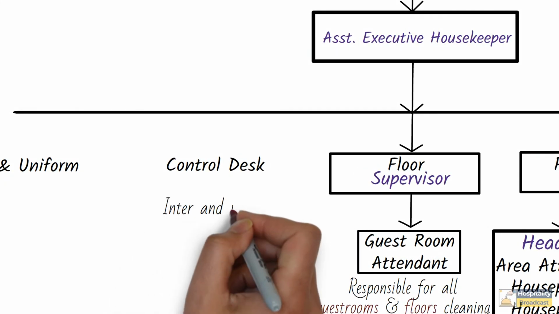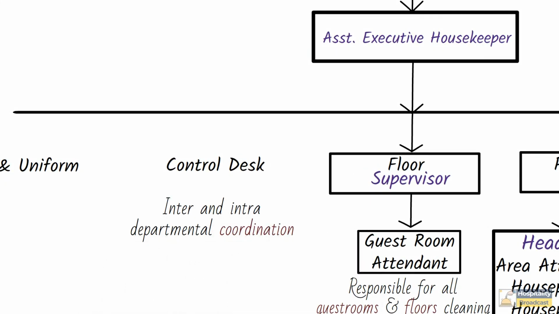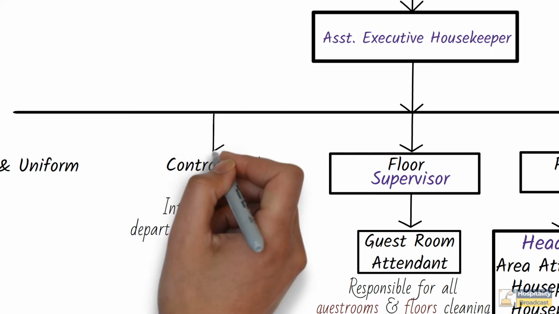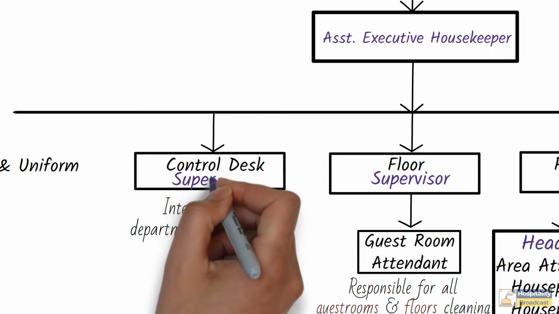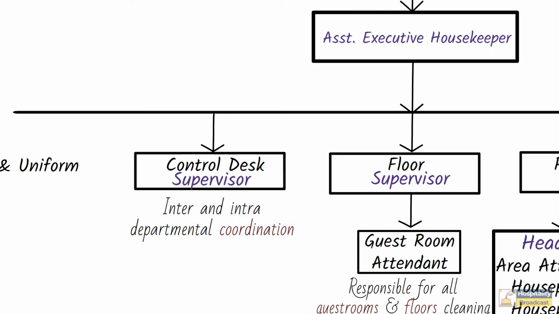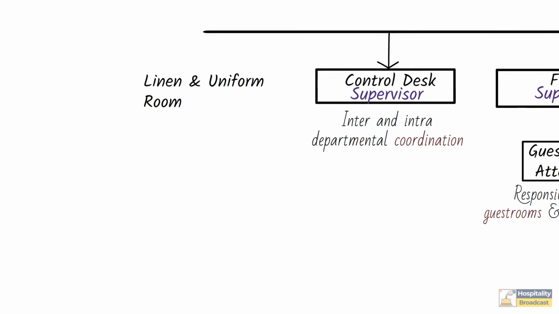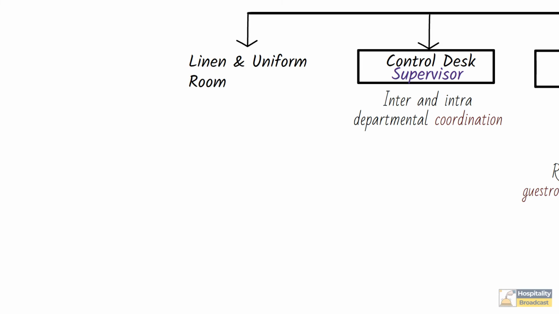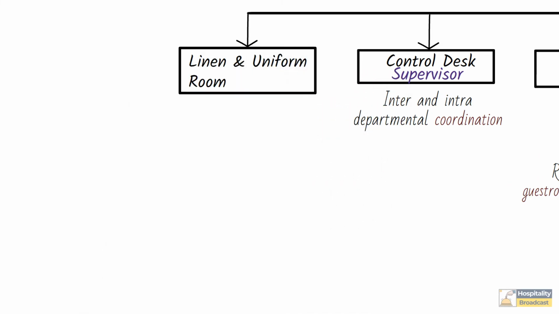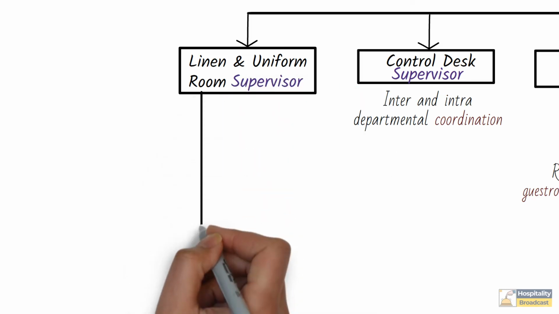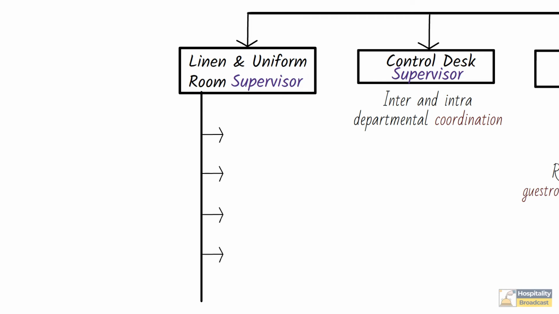Now, all of the inter and intra-departmental coordination of the housekeeping department is managed by the control desk, which is handled by the control desk supervisor. It is the center or heart of housekeeping, from where all housekeeping activities are controlled. The linen and uniform section also comes under the housekeeping department, which is handled by the linen and uniform supervisor, who reports to the assistant housekeeper. In this section, there are several employees such as tailors and upholsterers.